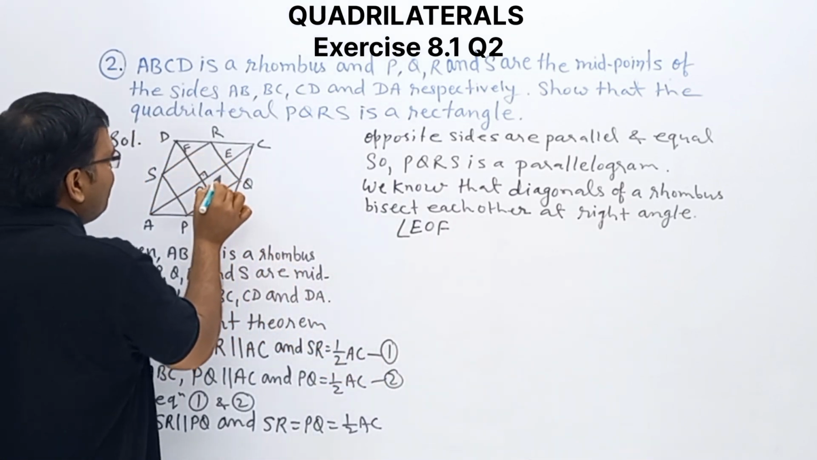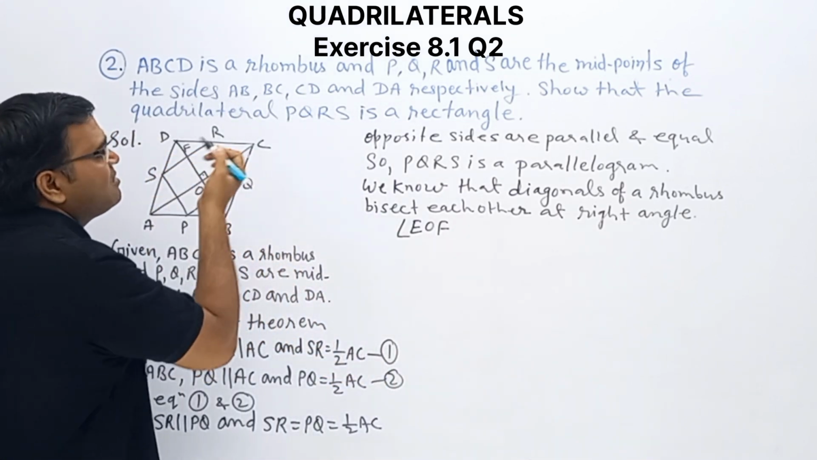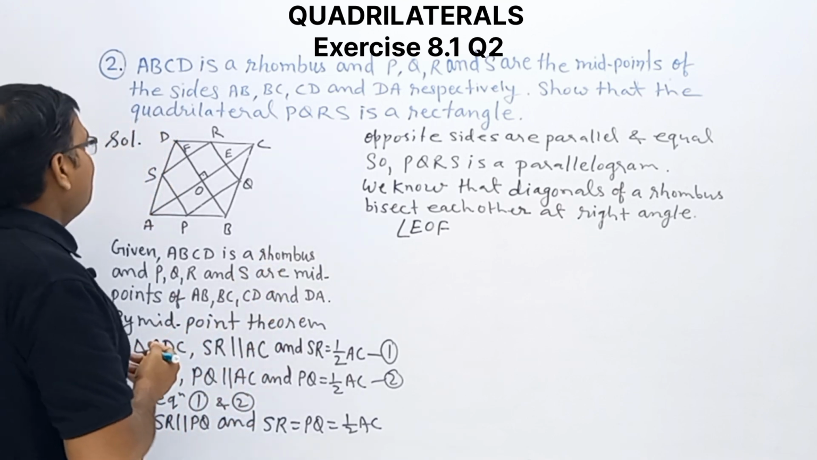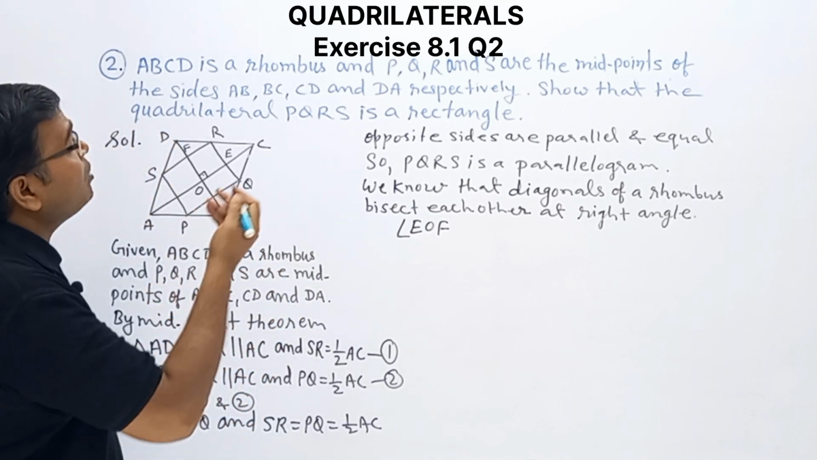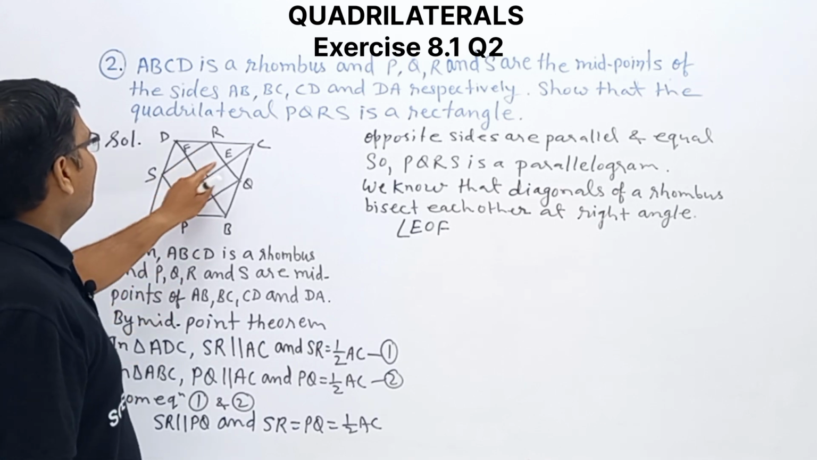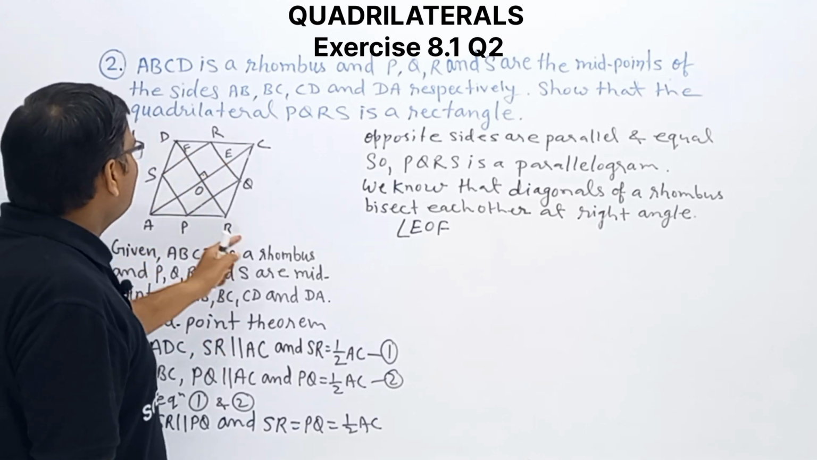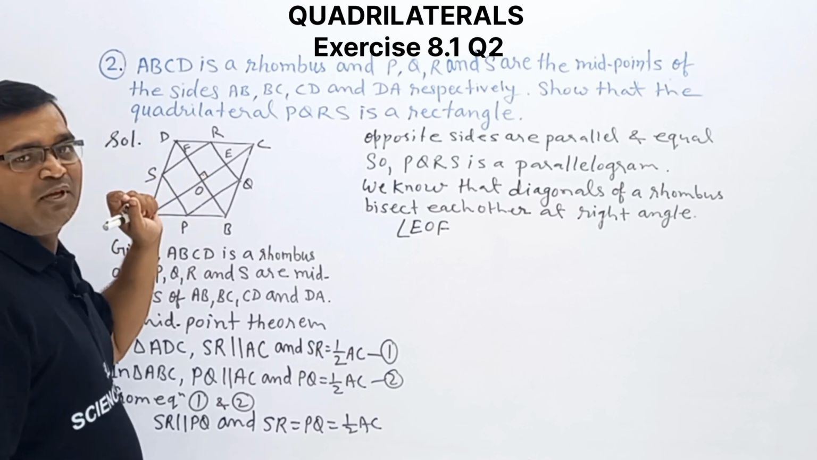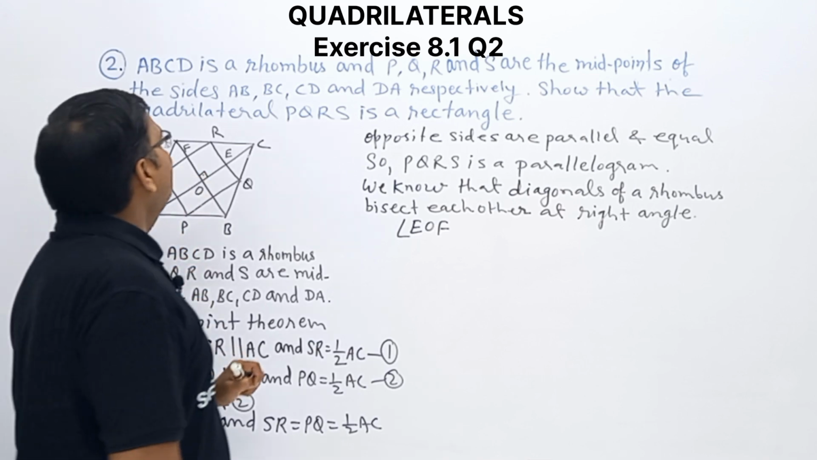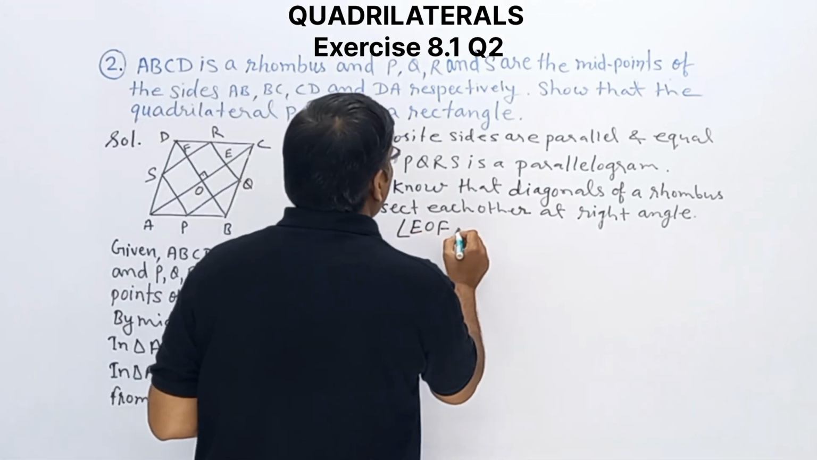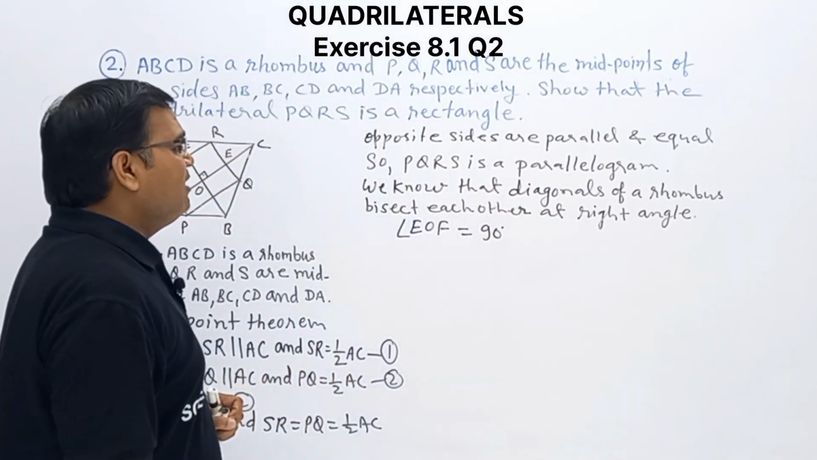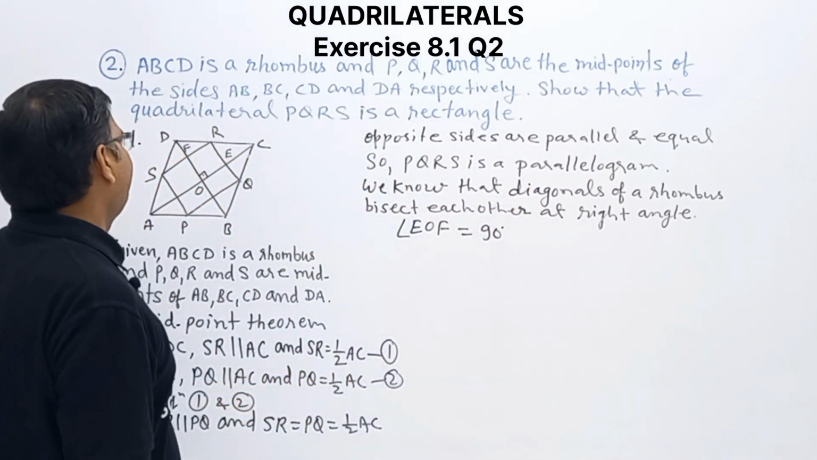Why are we taking angle EOF? Because we want to prove that PQRS is a rectangle. So angle EOF: these are the diagonals and they bisect at 90 degrees in a rhombus. So angle EOF equals 90 degrees. Clear?